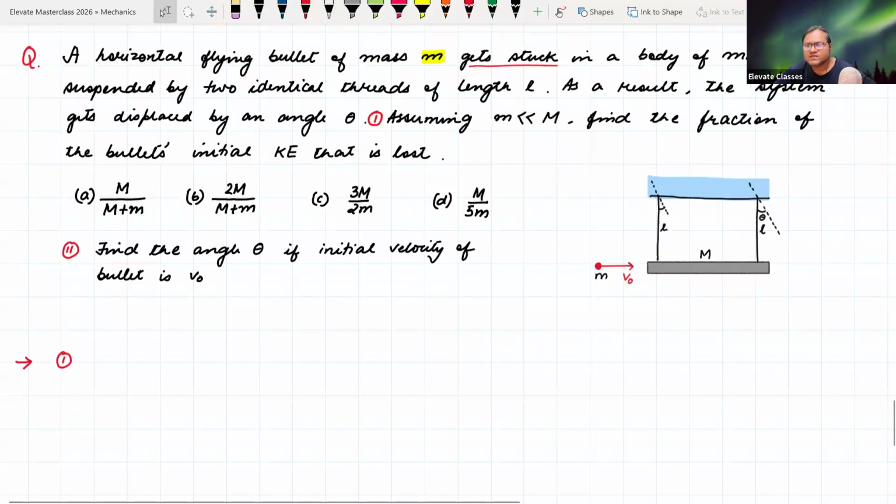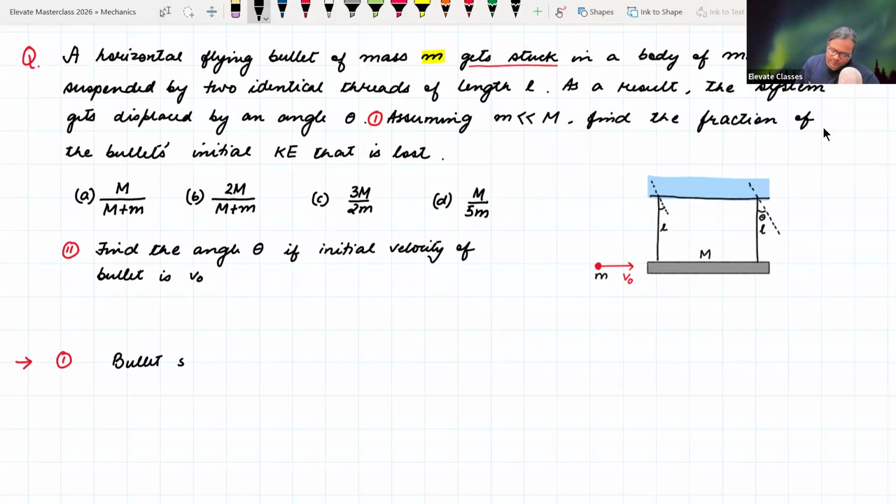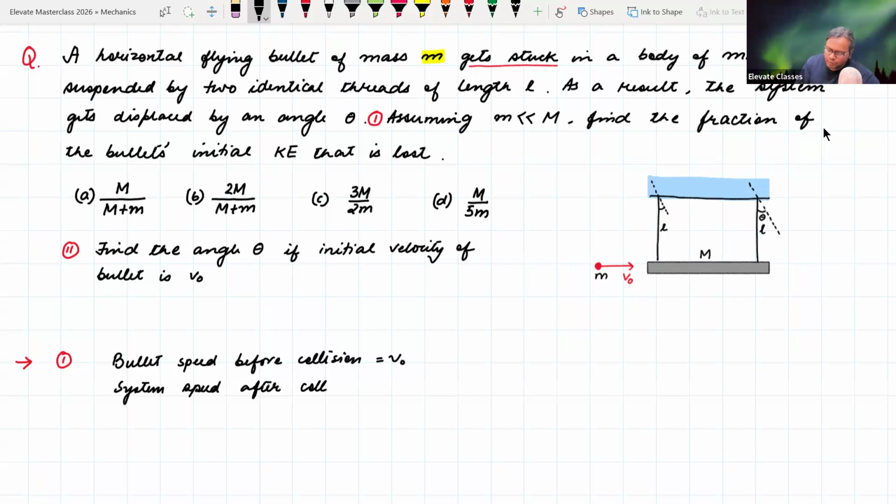Okay, this is a very simple problem of collision. The only difference is that here you have the collision between a point mass and a pendulum or a compound system. Okay, but we need not worry about anything else. Let's say that the bullet speed before collision is equal to v naught, and the system speed after collision, system means bullet plus pendulum, is v.